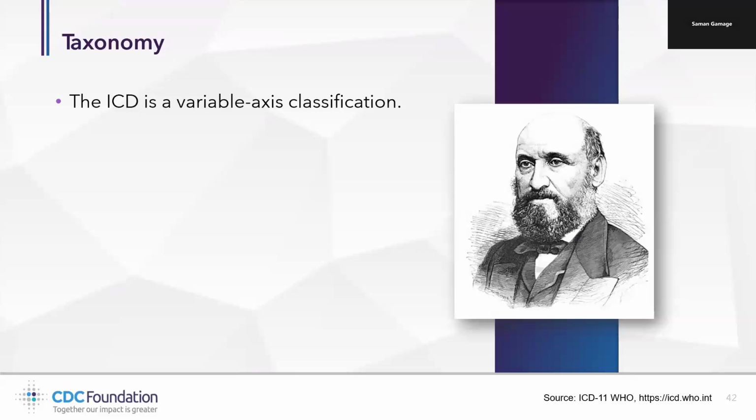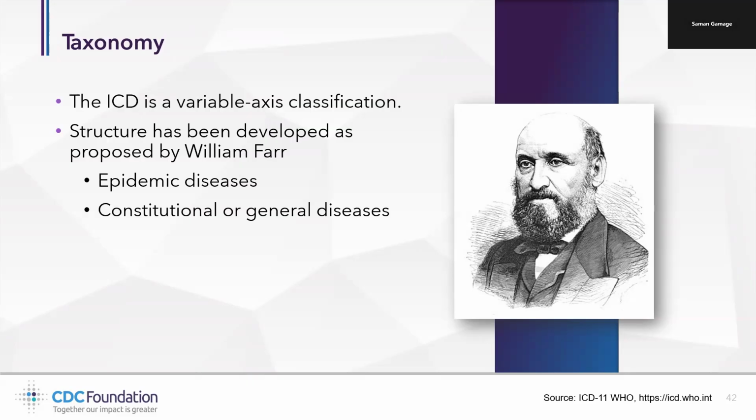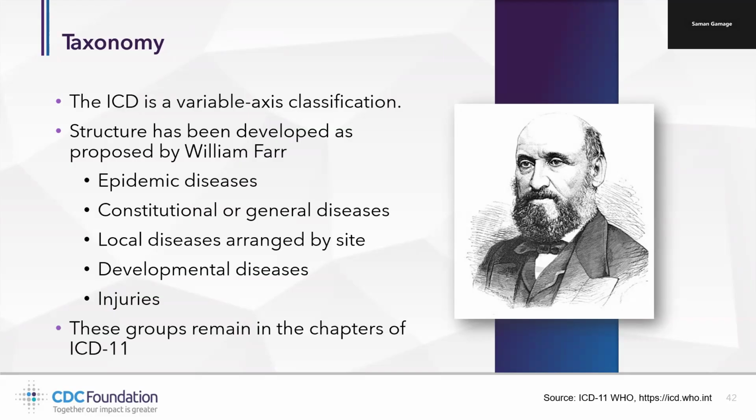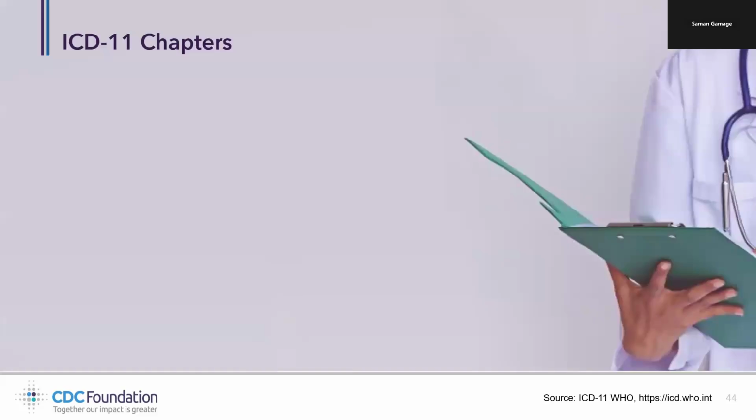The ICD is a variable axis classification. The structure has been developed as proposed by William Farr: the epidemic diseases, constitutional or general diseases, local diseases arranged by site, developmental diseases, injuries. These groups remain in the chapters of ICD-11. Let's go through the ICD-11 chapters.